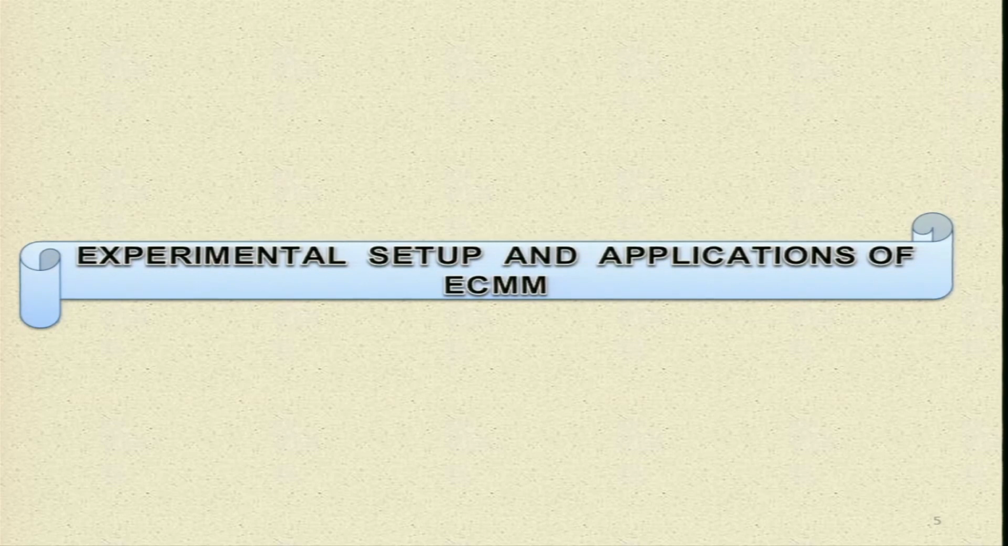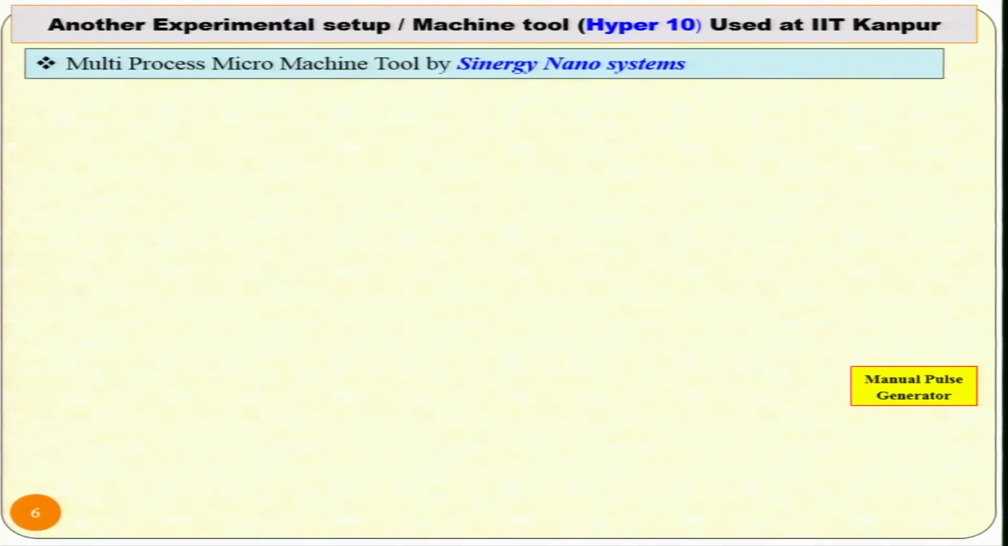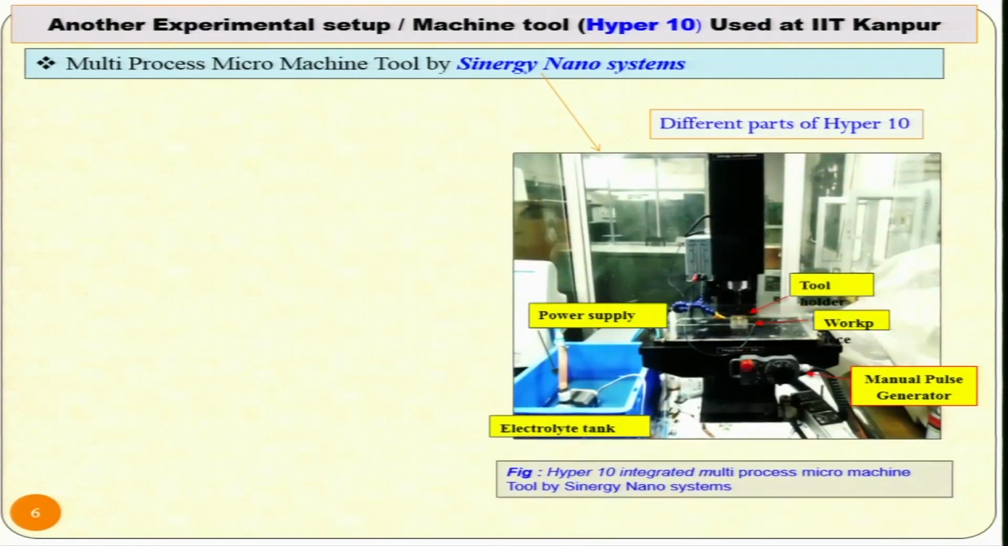Experimental setup and applications of the ECMM process. Now here I will show you some of the setups developed at IIT Kanpur, and I have shown a couple of the setups developed by other universities like Jadavpur University and abroad also. Another experimental setup, the machine tool Hyper 10 used at IIT Kanpur, a multi-process micro machine tool by Synergy Nano System. They are the producer of this.